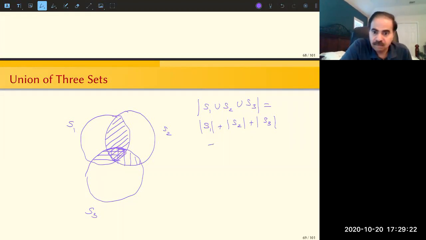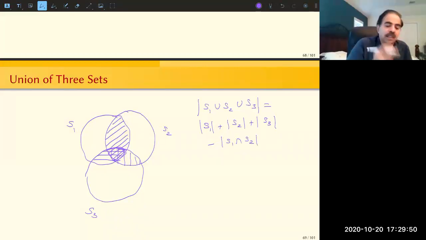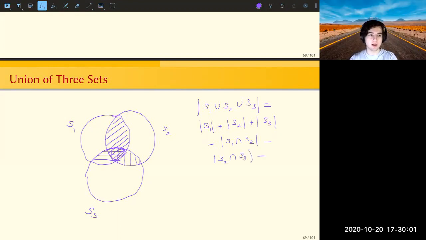So what should we subtract from this? Greg? We can subtract S1 and S2, and S2 and S3, and S1 and S3. Right, so all the shaded regions have to be subtracted. And then also add back in the last section.